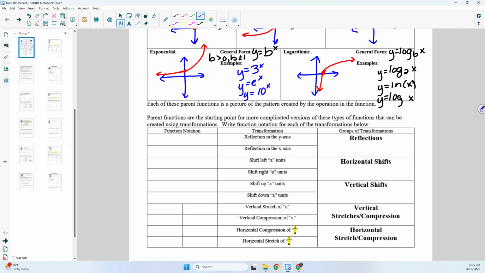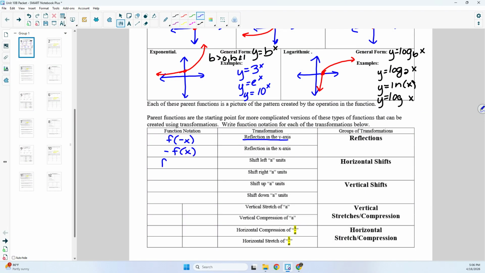I'm going to change it up just a little bit. If you're watching this video in 2026, it'll be a little different every other year. It should be consistent with what we did in Unit 6. A reflection in the y-axis first, though, we make the x negative. A reflection in the x-axis, we make the function or the y negative.